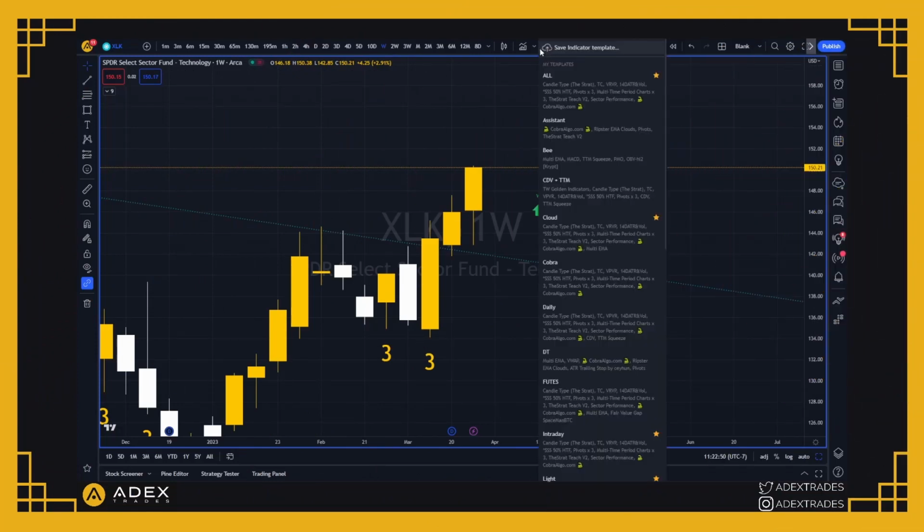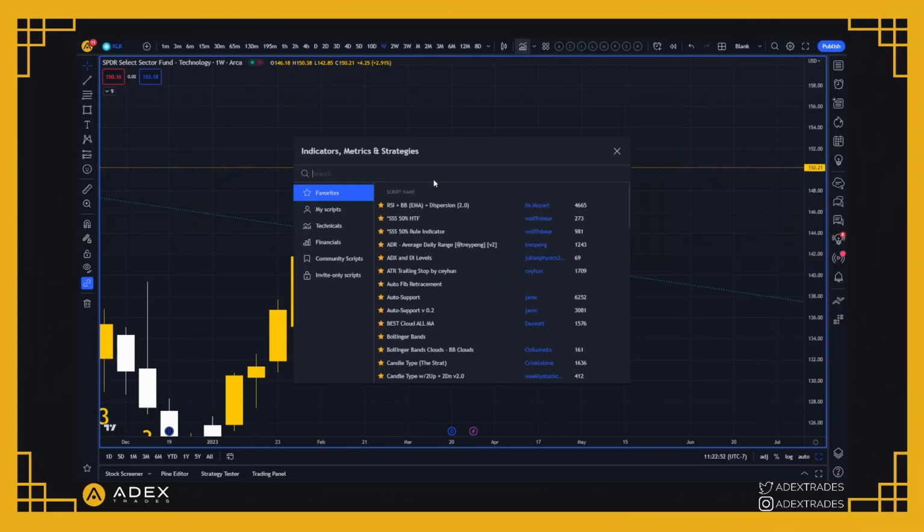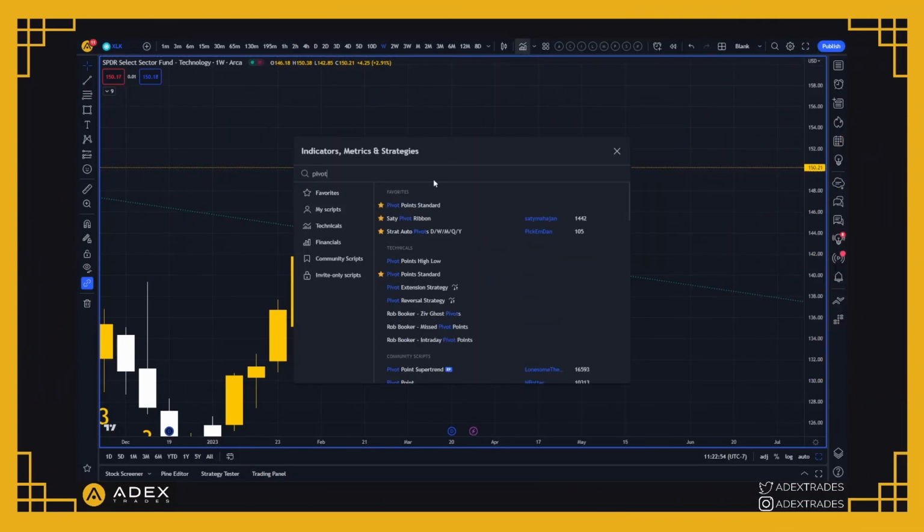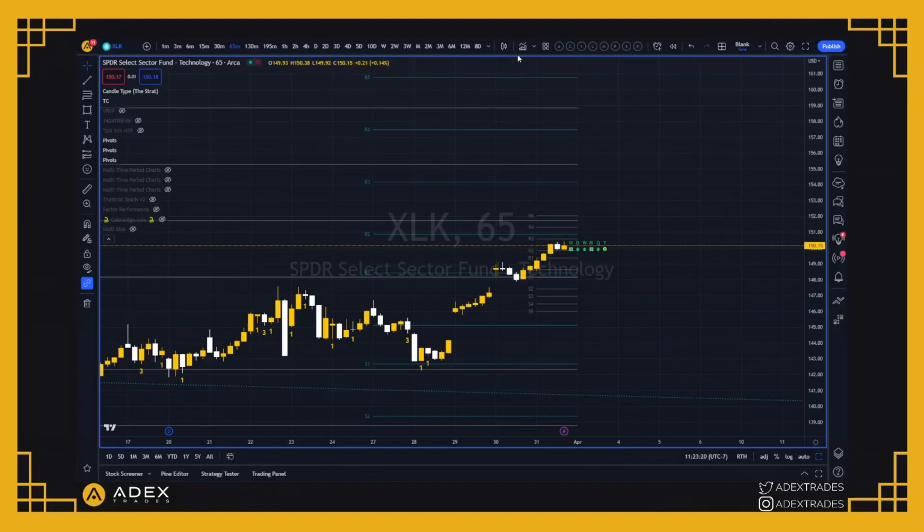Pivot point standard. Let me see. Wait, pivot point standard. Pivot point standard is an indicator, and then when you go into the settings, it should be traditional. Are you looking at my screen? Oh, I see it. Pivot point standard. Yeah, that's the one I had.